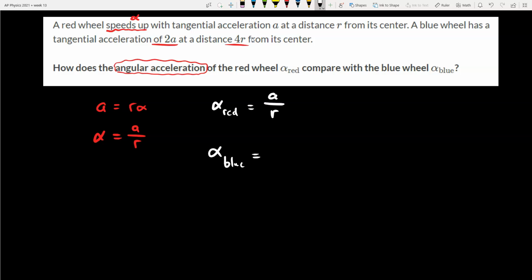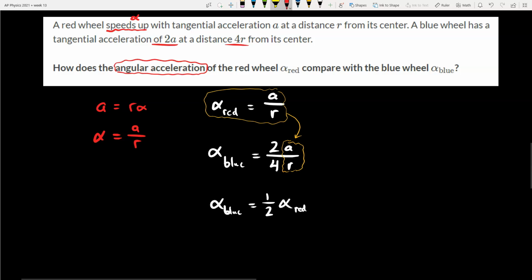The blue wheel is equal to tangential acceleration of 2a. So now I have 2a on top over the radius is 4r. And just like before, we can kind of see this a over r right there. Right, we can substitute that in, and we can now see that alpha of the blue is equal to 2 over 4, or 1/2. This becomes alpha of the red.